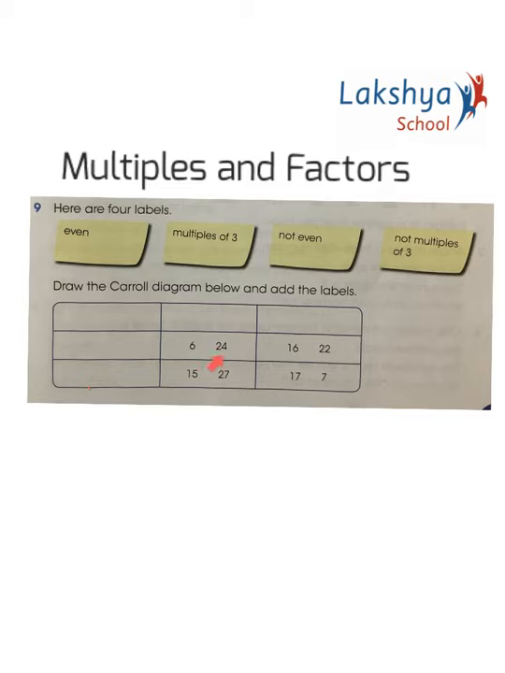What about 6 and 24? Is it a multiple of 3? 15 and 27? Yes, they are also multiples of 3. So I need to place multiples of 3 over here and not multiples of 3 over here because 16, 22, 17 and 7 are not the multiples of 3. Work out all the sums in your learner's book.